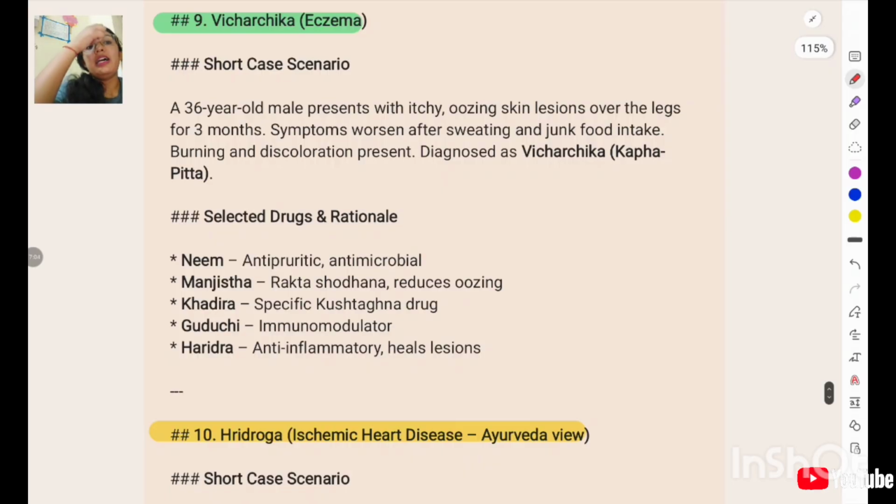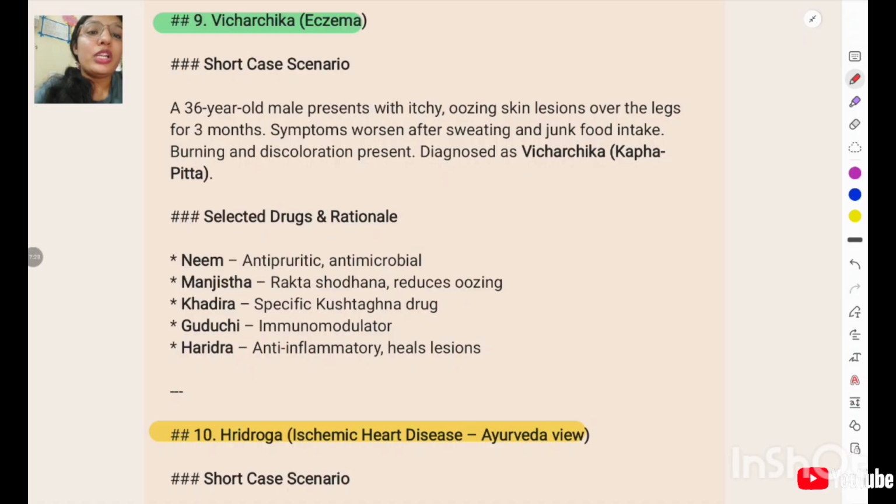Vicharchika: eczema, oozing, itching, oozy skin lesion over the leg for 3 months. Symptoms worsen after sweating and junk food intake. The rational drug is Neem, because it is antipruritic, antimicrobial, and prevents infection. Manjishta, again Raktashodhana, reduces the oozing. Khadira is specifically good, a Kushtaghna drug.